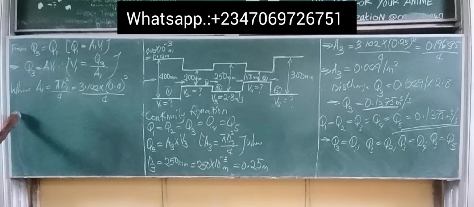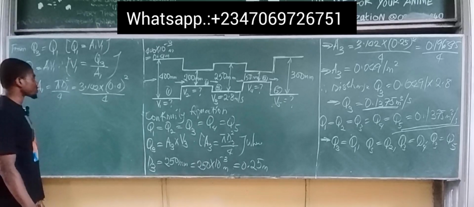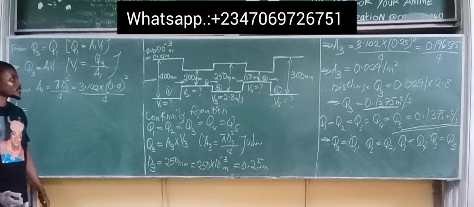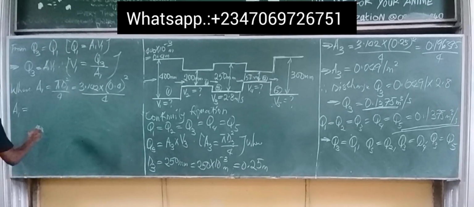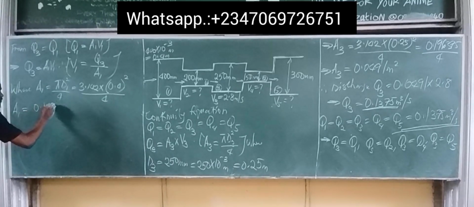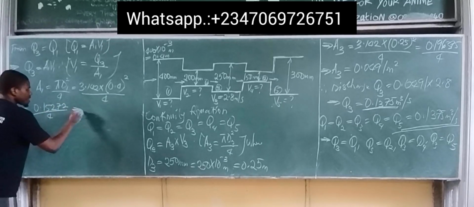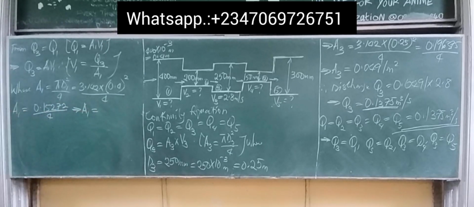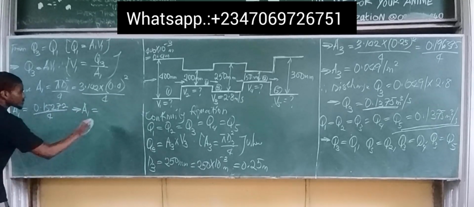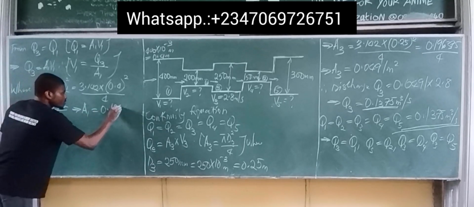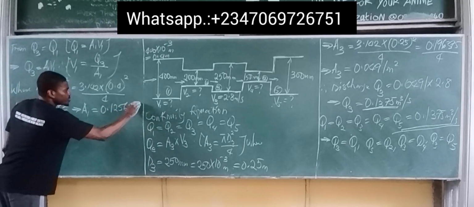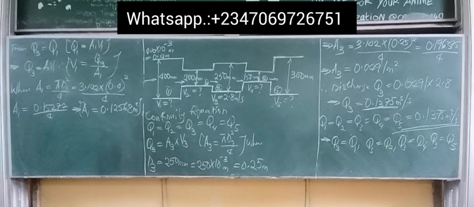Okay. All right. So A1 becomes equal to 3.142 multiplied by 0.4 squared. Let's do that and see. That gives us 0.15272 divided by 4. So this simply implies that the area of pipe 1 is equal to 0.15272 divided by 4. That gives us 0.12568 meter squared.